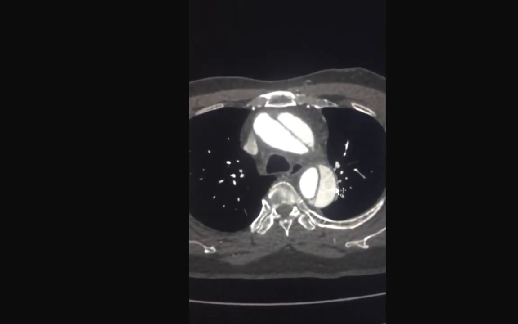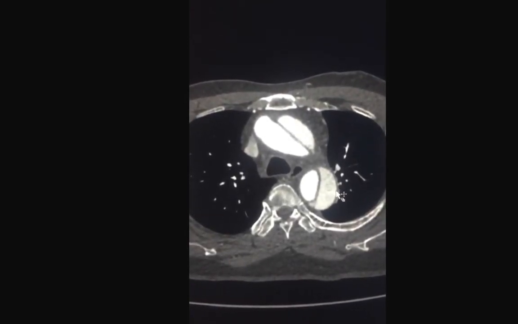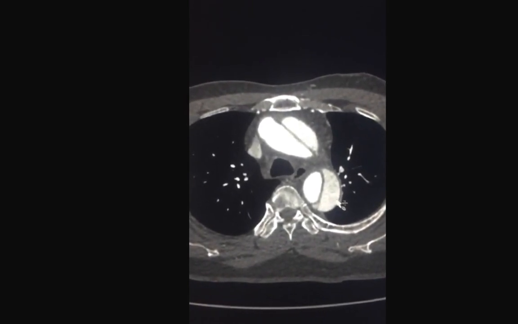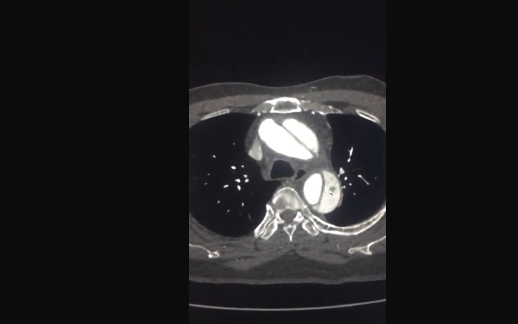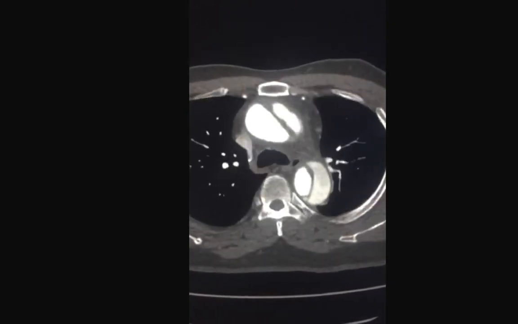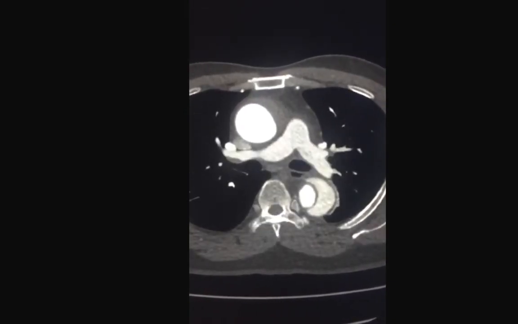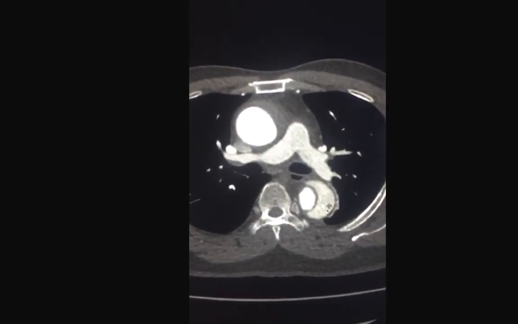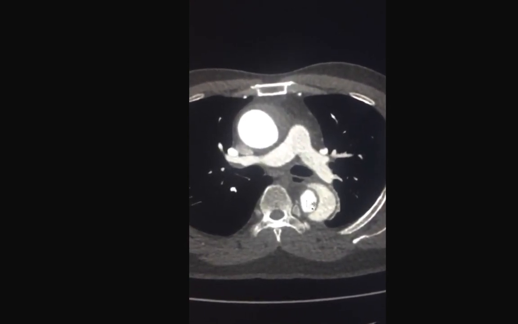We know that the internal part of the aortic wall is called the intima, and what you see here is a displaced intimal flap that runs within the lumen. This intimal flap divides the aorta into two lumens, one which is false and the other which is true, and this is an aortic dissection.